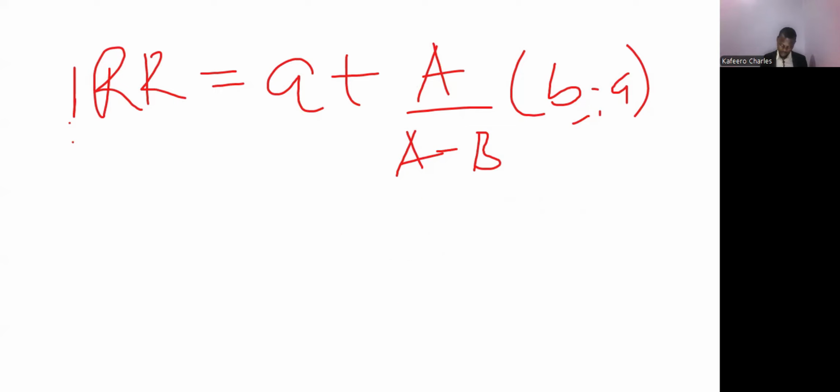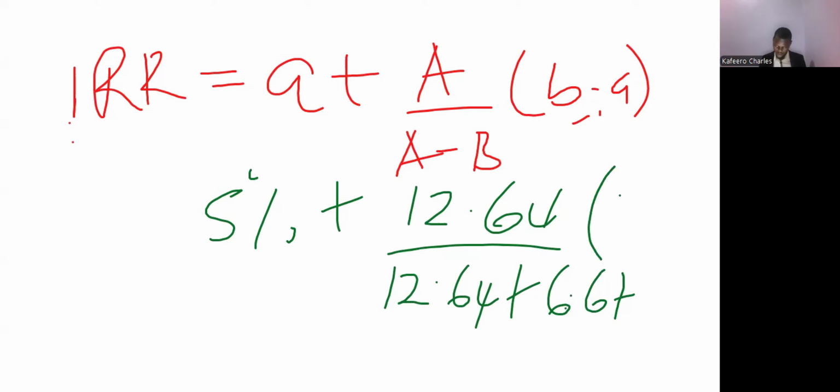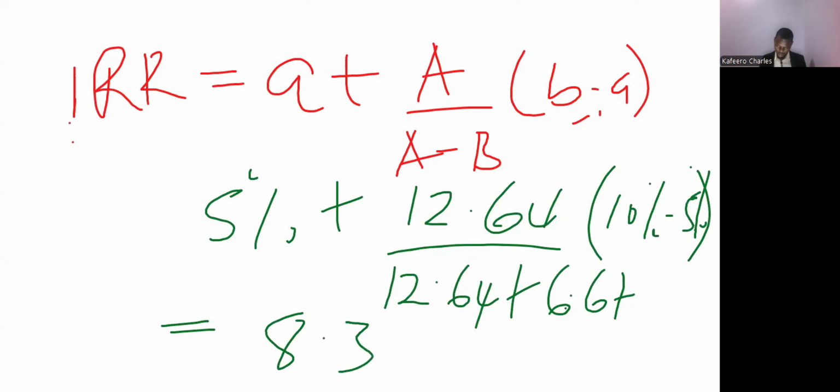So let's now put in the values. The lower rate is 5% plus 12.64 over 12.64, of course this is a minus, plus 6.67, into 10% minus 5%. Once you work out all that, it's going to give you 8.3%. And that's how we are able to compute the cost of that debenture.